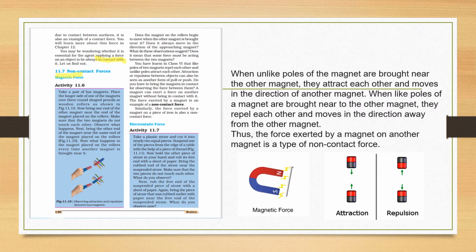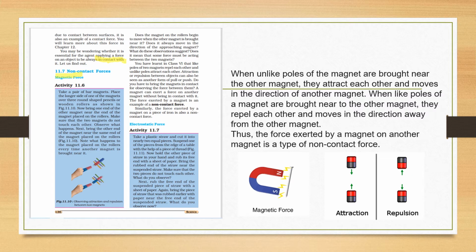Two bar magnets we have to take, and one magnet we have to place on rollers, or on a round pencil, so that it can be rolled easily. Then we have to bring one end of the magnet towards the other one. Then we have to change the direction of the magnet. First we bring the same poles, then we bring the opposite poles together, and we watch what happens.